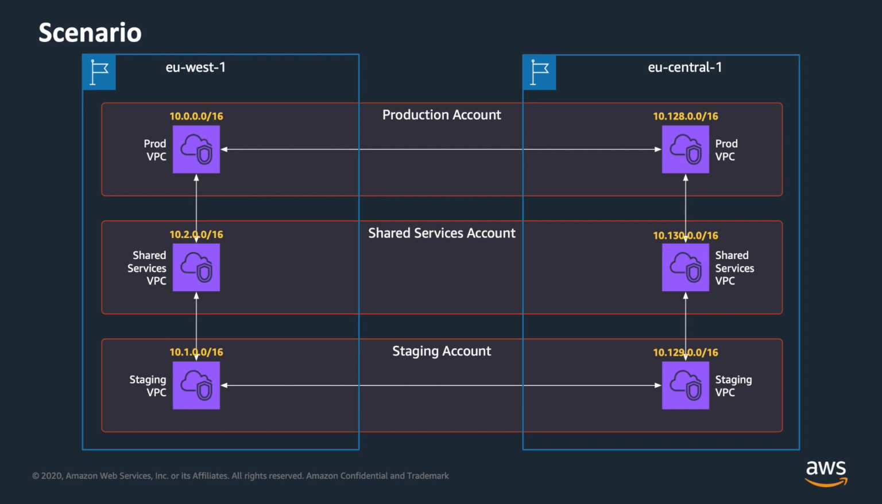The shared services VPC is used to deploy services that are consumed by both the production and staging VPCs in the same region. To make this possible, we need to enable networking between the shared services VPC and the local production and staging VPCs.